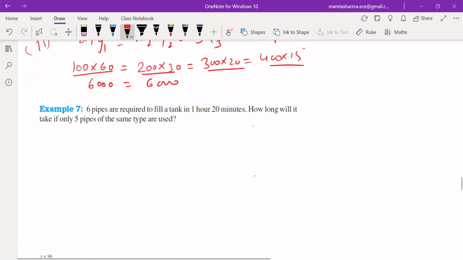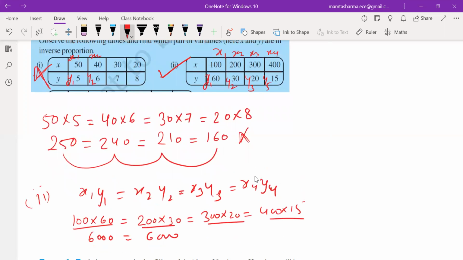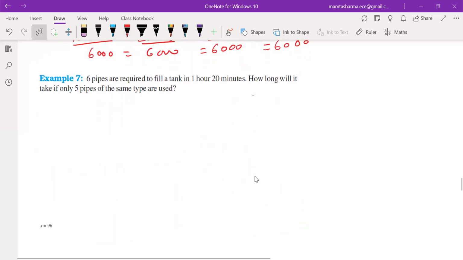Ma'am, but the last one is not same, right? Last one is same, na? 15 for the 60. Oh, yes, 6,000, ma'am. They are in the inverse proportion. Okay. Now this question is good.